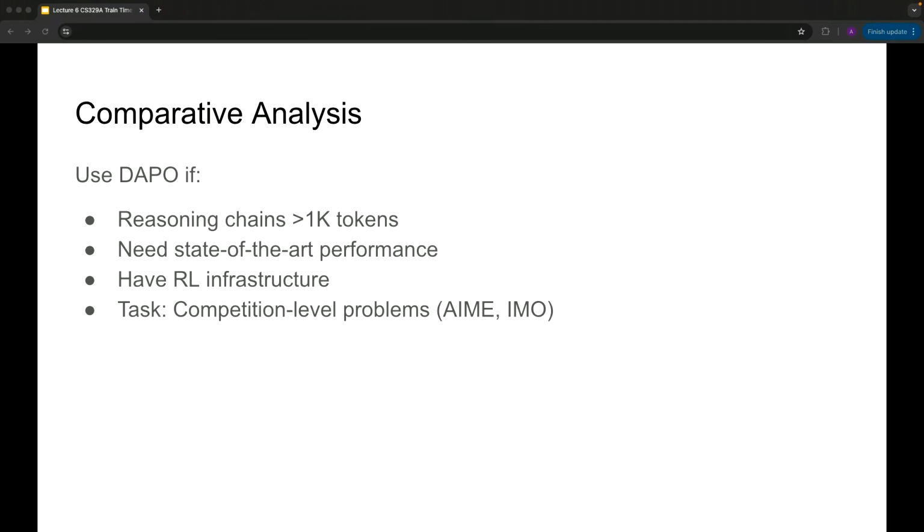And you need DAPO kind of techniques when your reasoning chains will end up being longer, which typically correlates with harder problems. So if your reasoning chains are going to be much longer, you need state-of-the-art performance, then you do need to control all of these variables in your RL algorithm and infrastructure. But for competition level problems like AIME and IMO, this is very useful.